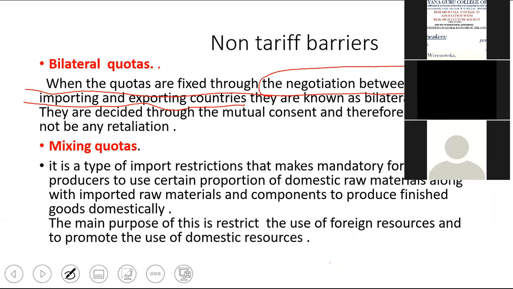I told you India wants to reduce the import from France. Example. So in bilateral, what will happen? India's export minister or finance minister and that country's finance minister, they will sit together and they will decide. That is bilateral quota. Between the importing and exporting country there will be negotiation.